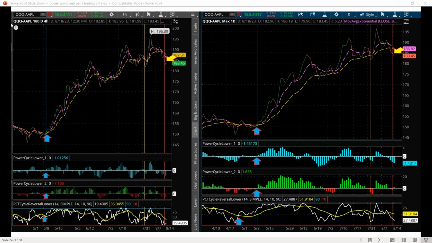Now that's the 4-hour chart. I like to use a 4-hour with the daily. Over here's the daily, where you can see the bigger picture. Here we have momentum shifting up, so that's positive price momentum. Here's our cycle reversal right here.